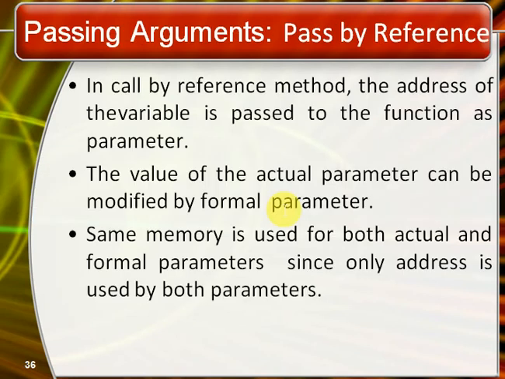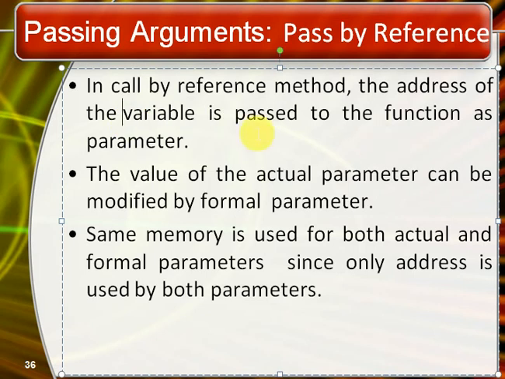Now let us discuss the second method of passing arguments, that is pass by reference. In pass by reference or call by reference method, the address of the variable is passed to the function as a parameter. The value of the actual parameter can be modified by the formal parameter. In pass by value, it can't be modified by the formal parameter, but in pass by reference, the value of the actual parameter can be modified by the formal parameter. The same memory is used for both actual and formal parameter, since only the address is used by both parameters. Both parameters share the same address, while in pass by value both variables were at different locations within memory.